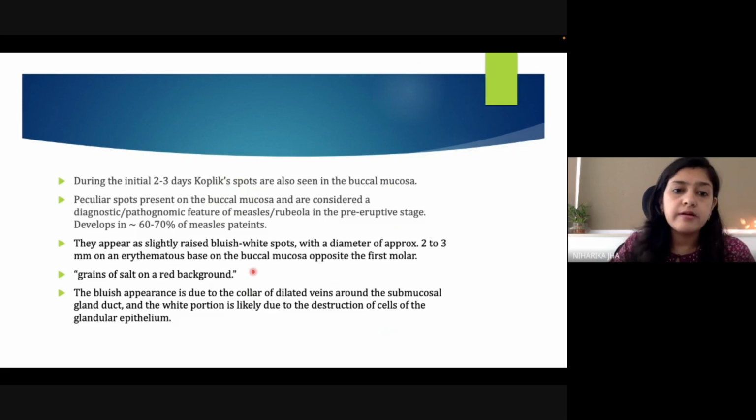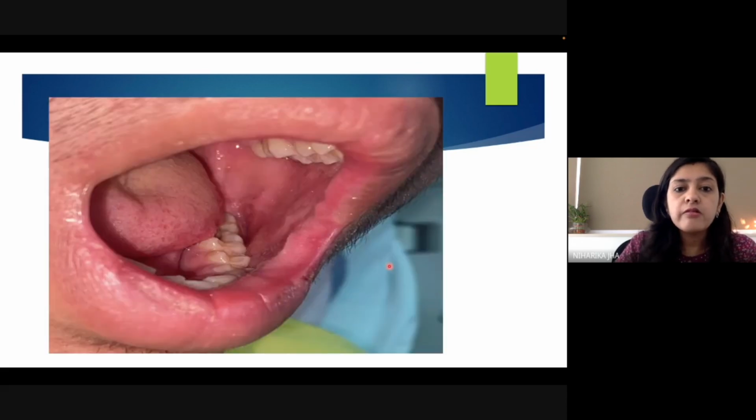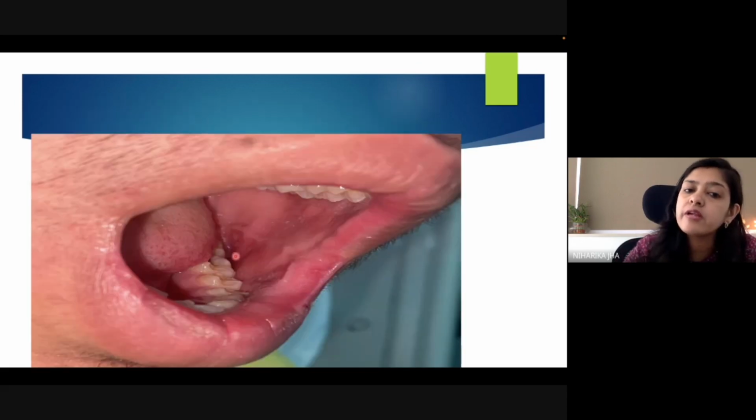They develop on the buccal mucosa. How do they appear? They appear as bluish white spots which have a diameter of about 2 to 3 millimeters and they're present on an erythematous base on the buccal mucosa. The most common site where Koplik spots can be seen is opposite to the first molar. So look for a bluish white spot present over an erythematous base opposite to the molar on the buccal mucosa.